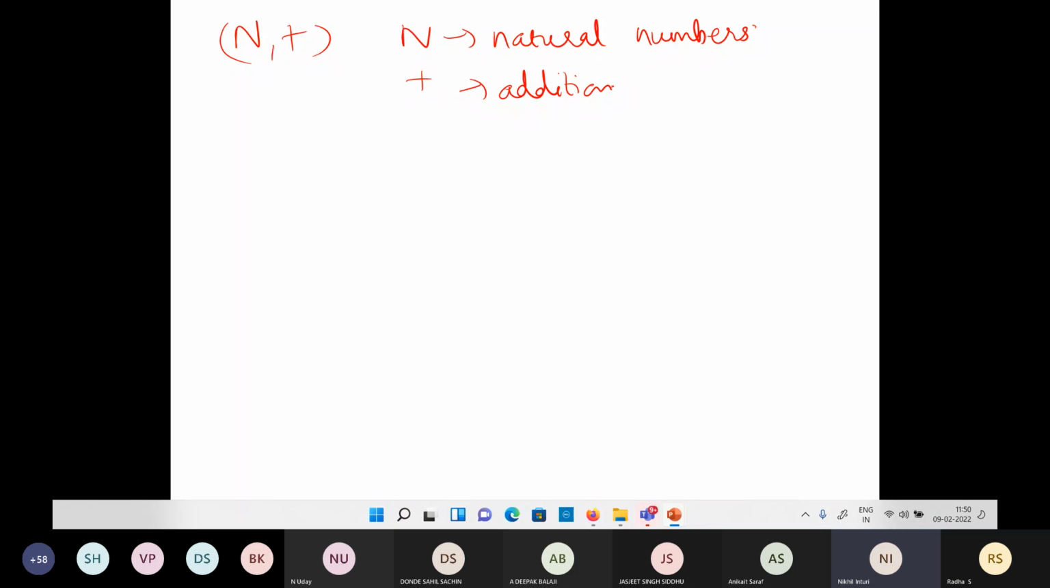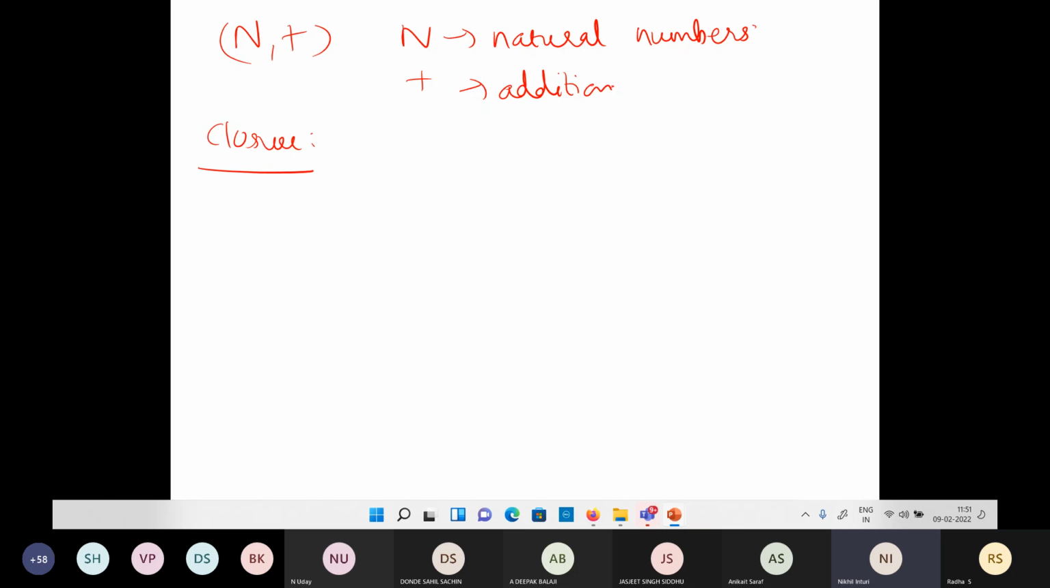Okay, I'll take some example now. For example, I take N under addition. What is N? Set of natural numbers. Plus is addition. Now tell me, what and all properties will be satisfied? Closure will be satisfied.